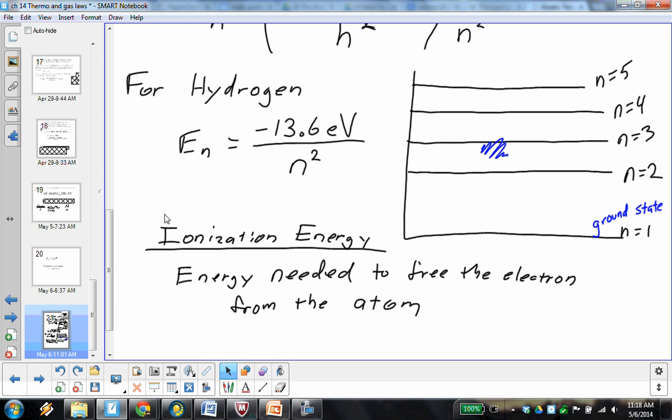Think of it like escape velocity, right? If I have a terrestrial object, there's some amount of velocity that it needs to have in order to leave orbit, or to leave the gravitational field, which is basically 8,000 meters per second for Earth. That's the escape velocity. Think of it in the same sort of way. There's some sort of escape energy needed in order to bump it up past all the energy levels and get it to escape the atom completely.